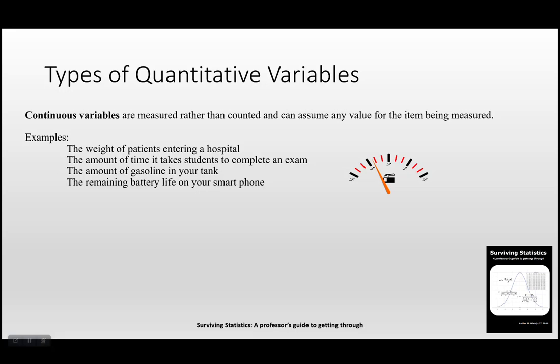The amount of gas in your fuel tank is also continuous. It can range anywhere from full to empty. And of course, the remaining battery life on your smartphone. That's a continuous variable, a variable that can take any value within the range. So again, your car could be 1/8, it could be 0.75 full, 0.78 full, any value within the range of full to empty. That is a continuous variable.